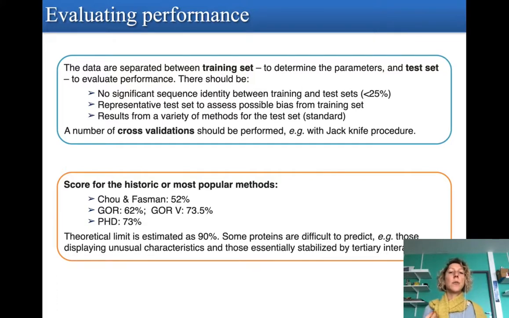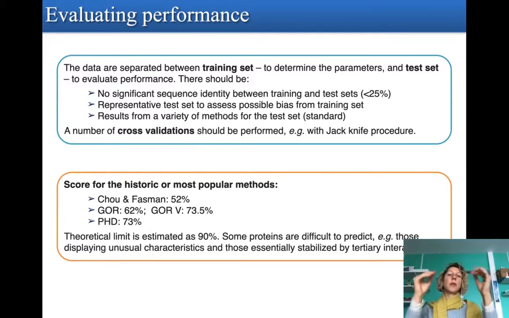So for the historic and most popular method, we have Chou and Fasman, which gives 52. So this is the Q3. 52, GOR is 62, GOR 5 is 73.5, PHD is 73%. So the theoretical limit is estimated as 90%. Okay, so right now I think the best methods are like 84, 85.